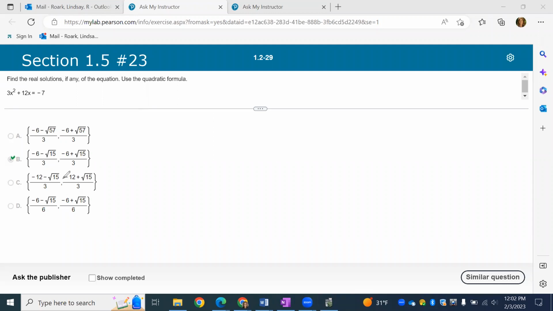So there is answer A, which says -6 minus the square root of 57, all divided by 3. There's B, which says -6 minus the square root of 15 divided by 3, and also, sorry, -6 plus the square root of 15 divided by 3. They have these answers listed between commas. A different way would be, for instance, C, which is listed as -12 minus the square root of 15 divided by 3, and similar, but with a plus. You could also have typed the answer in if there was an option to type it in: -12 plus or minus the square root of 15, all divided by 3. And then lastly, we have -6 minus the square root of 15, all divided by 6.